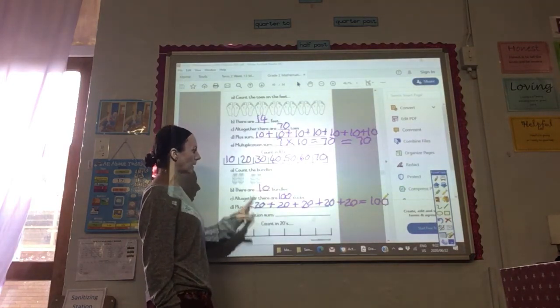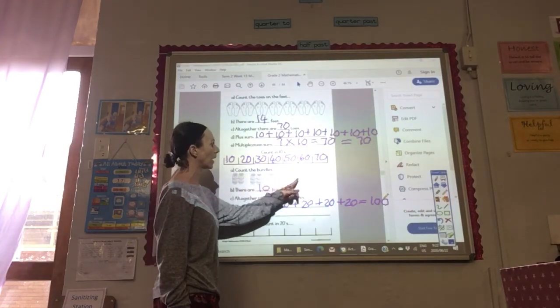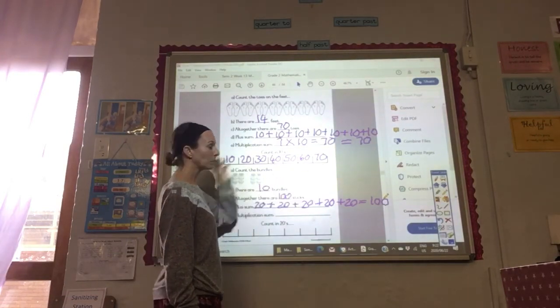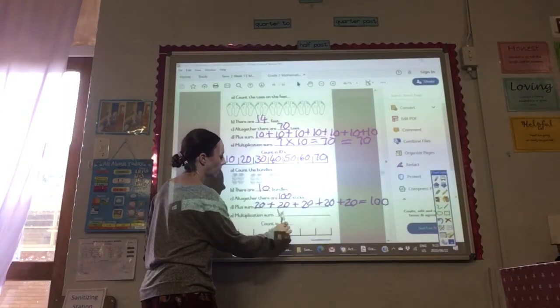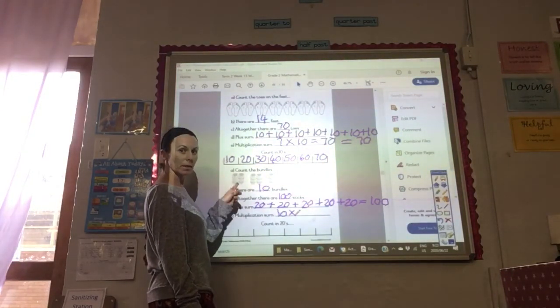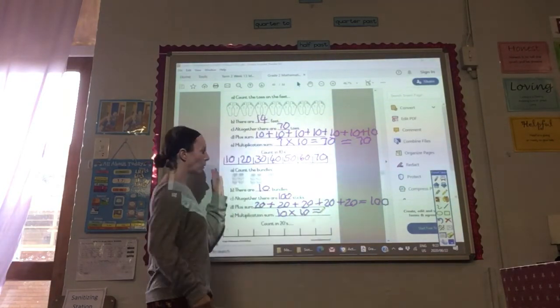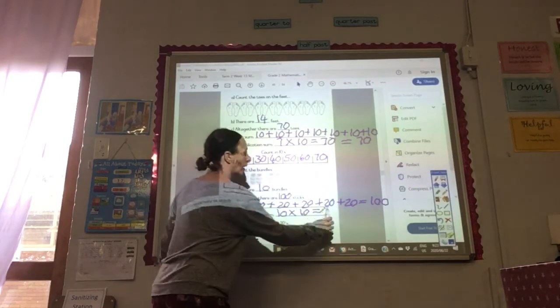Multiplication sum. So let's see, how many bundles were there? 1, 2, 3, 4, 5, 6, 7, 8, 9, 10 bundles. Right, so there are 10 bundles. And there were how many sticks in each bundle? 10. And when we added those all together, we got 100.